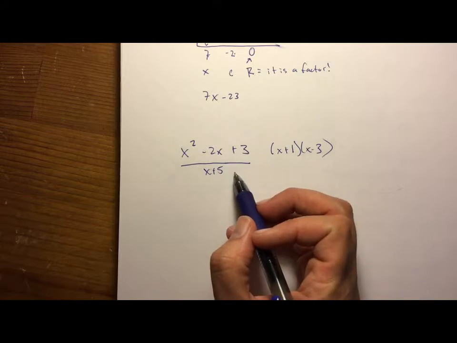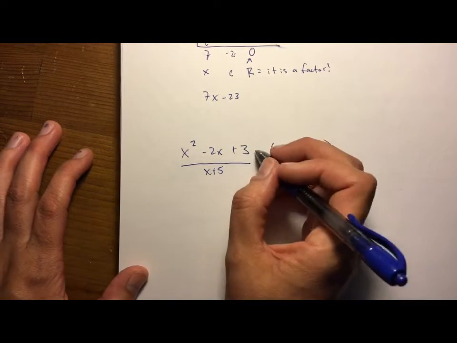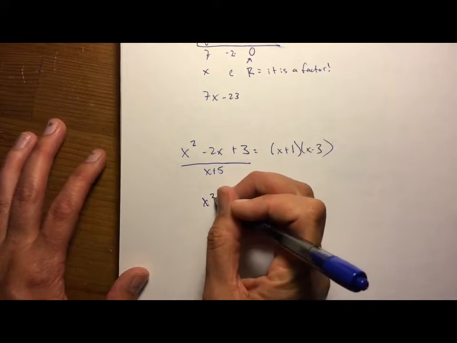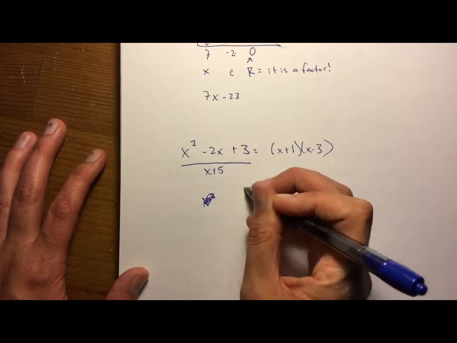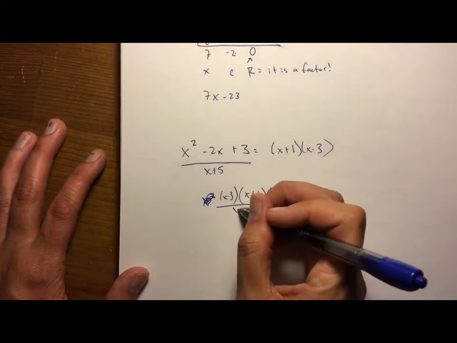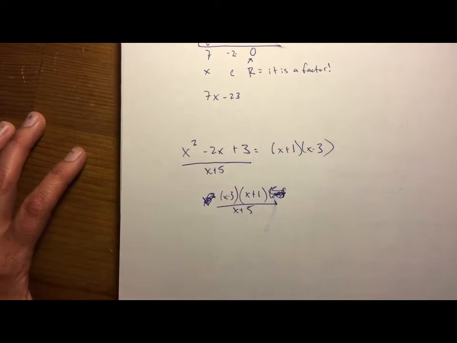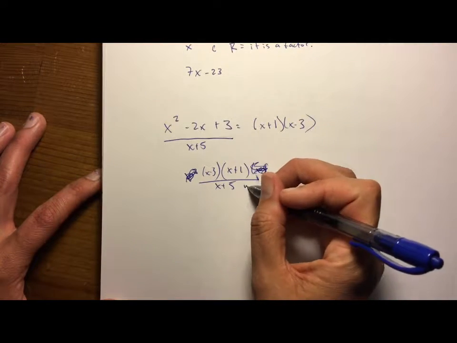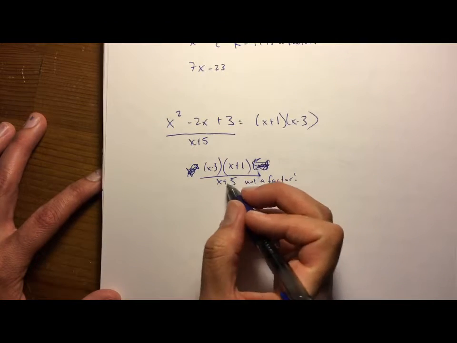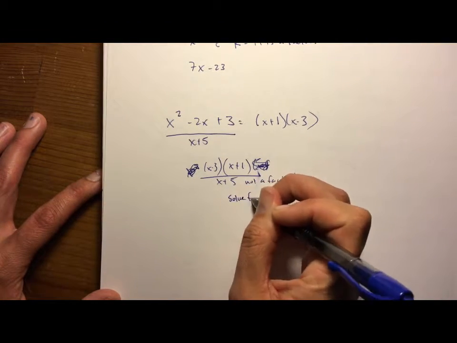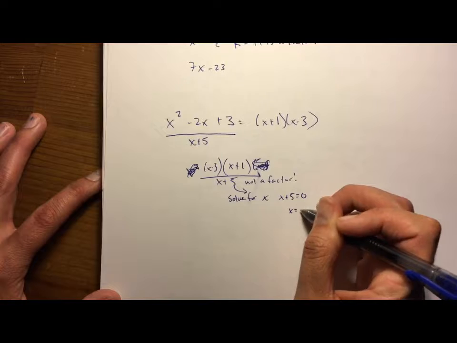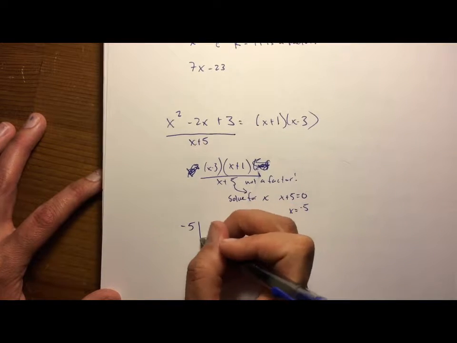So it's not a factor, but you can figure out what the remainder is. So what I'm saying is, anytime you can factor a quadratic, you'd end up with x plus 1, x minus 3 over x plus 5. Nothing cancels. So now let's find out what that remainder is. So that means this is not a factor. So let's find the remainder instead. So we're going to again solve for x. Solve for x here. So x plus 5 equals 0. X is negative 5.